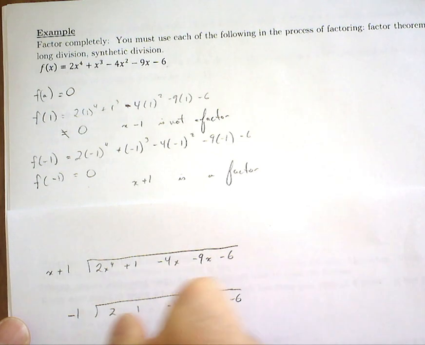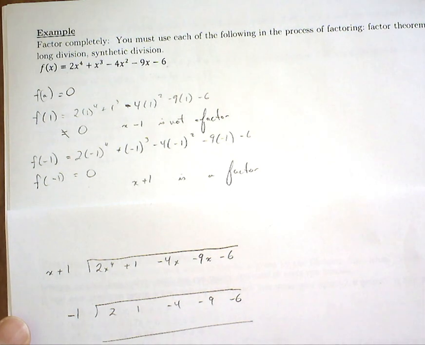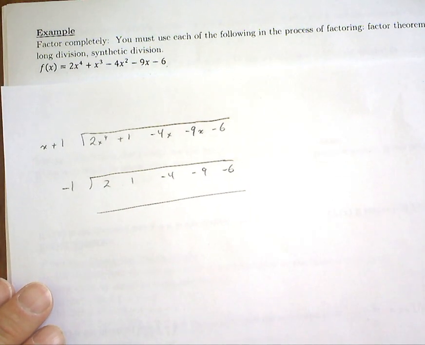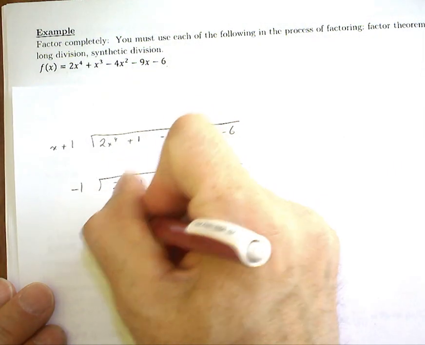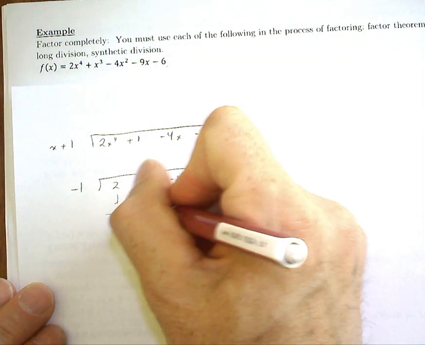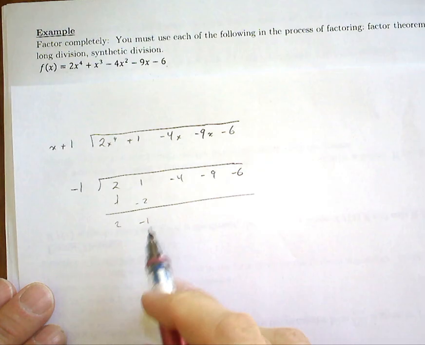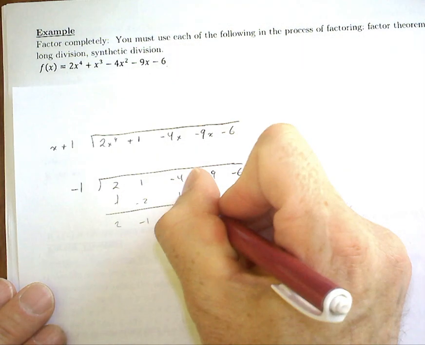And this is going to seem like magic to you if you've never seen synthetic division. It's so quick. So I'm going to carry down that 2. Negative 1 times 2 is negative 2. 1 plus negative 2 is negative 1. Negative 1 times negative 1 is 1.